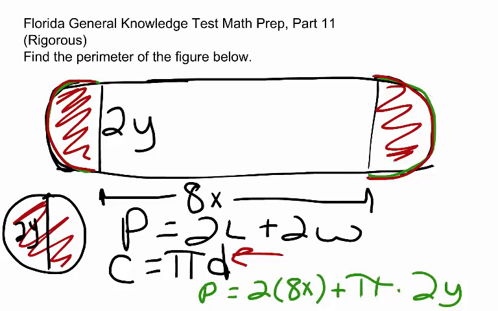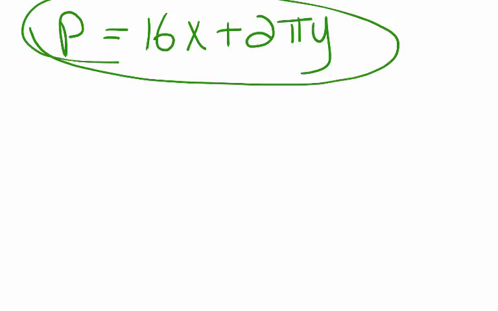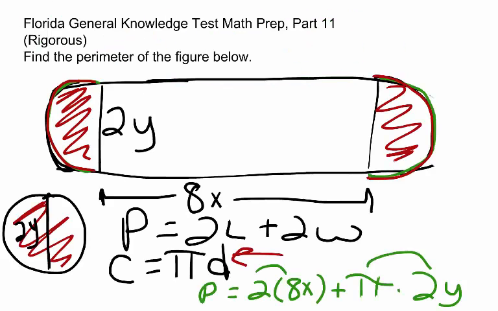We can simplify this expression a little bit by distributing the 2 times 8x and rewriting pi times 2y so that it's in a more readable form. So we'll have P equals 16x plus 2 pi y. And this is the perimeter of our shape.